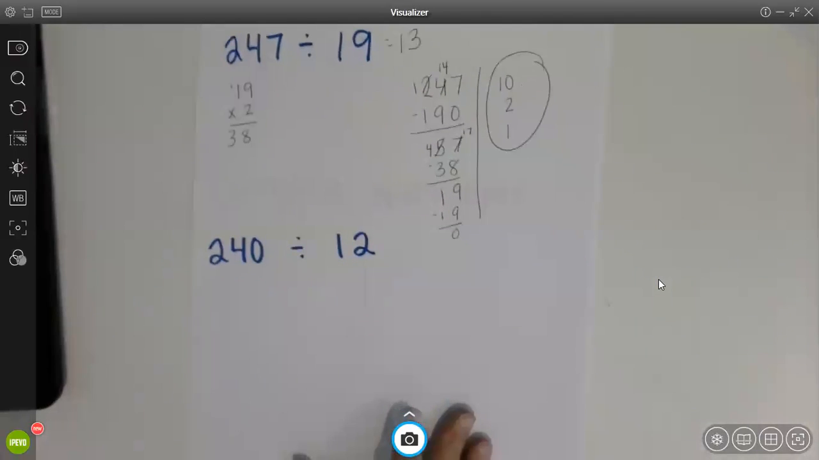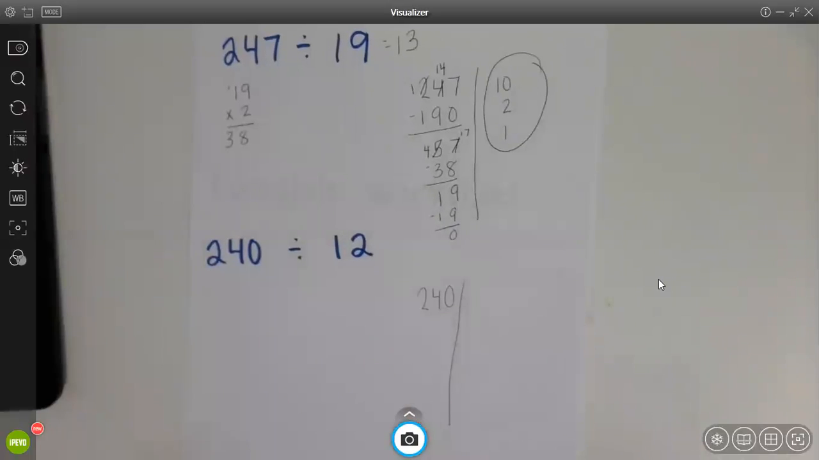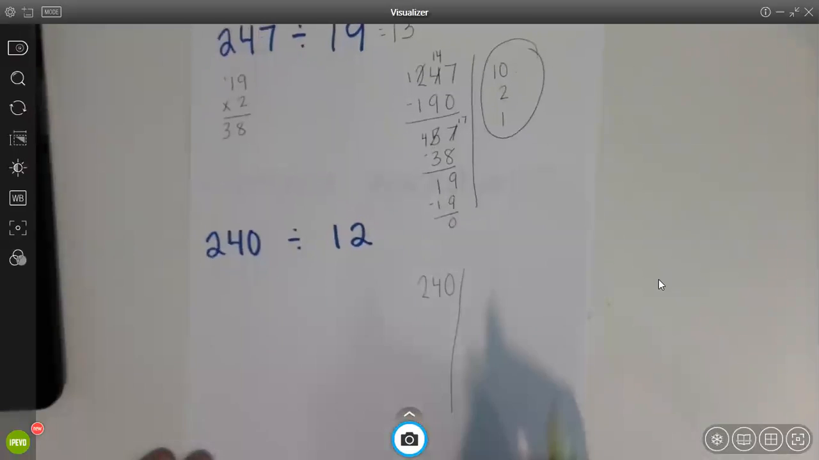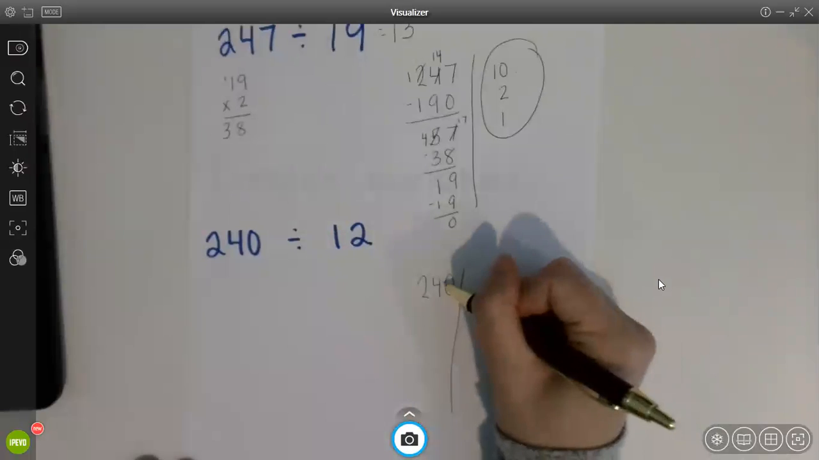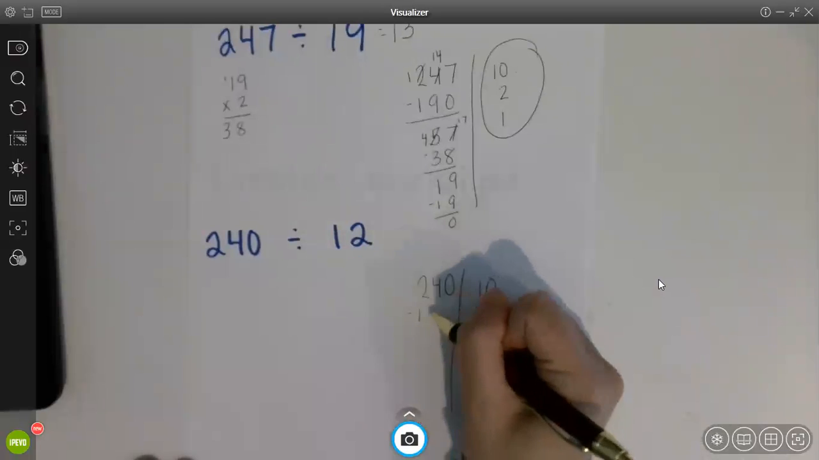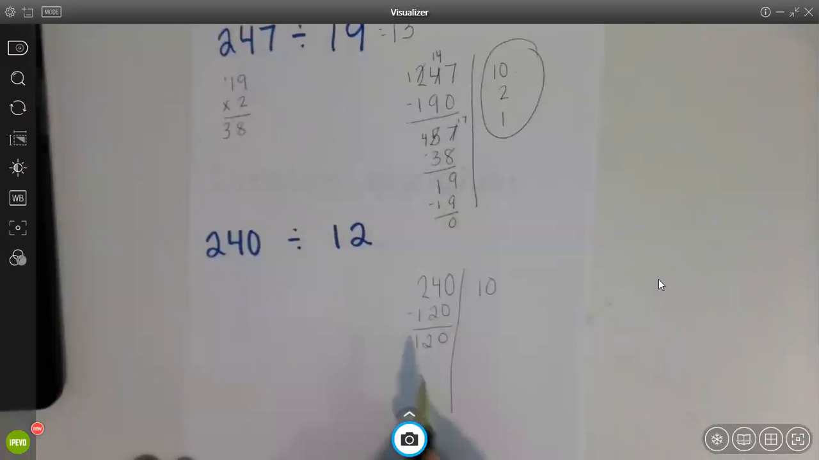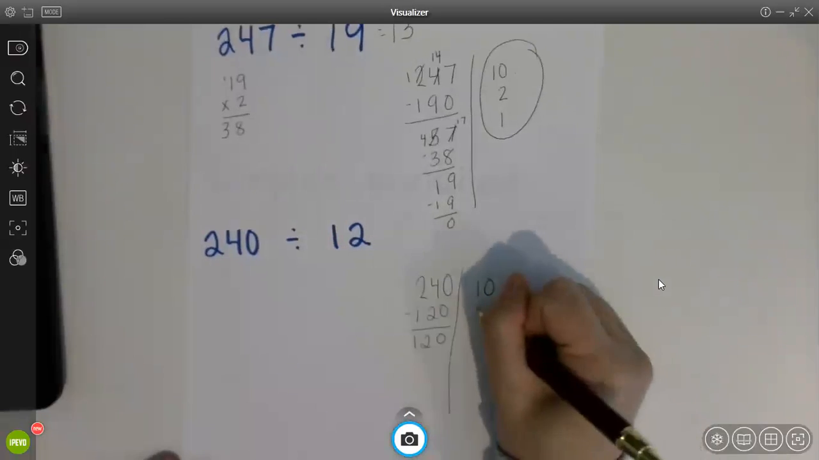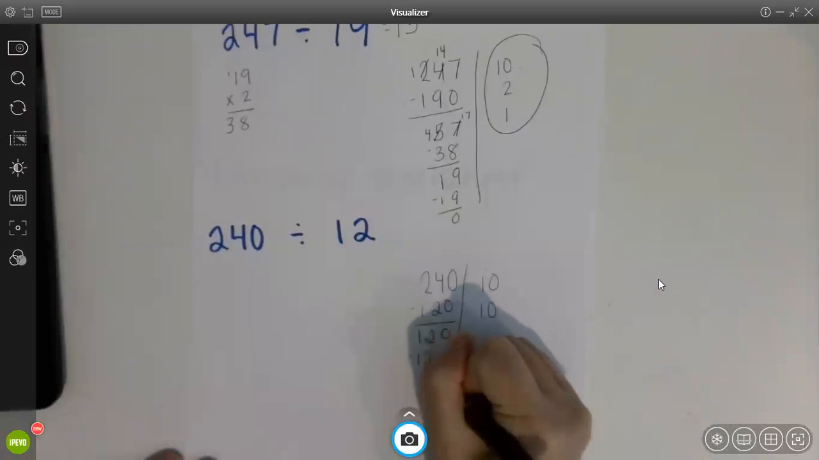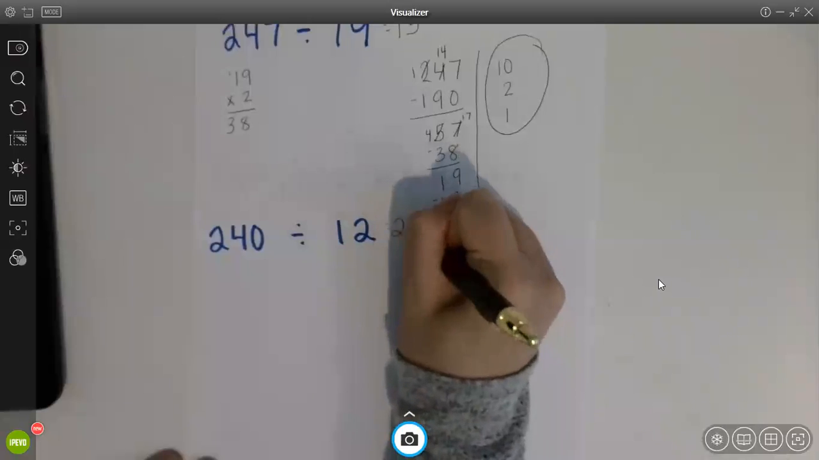Okay, let's try this other one. So I have 240, I'm dividing it by 12. So I always want to start with 10 when possible. In this case, 10 times 12 is 120. So I can start with 10. Remember, you just can't be over 240. So I'll put 10 there. 10 times 12 is 120, so I'll subtract that. Oh, so once I get 120 again, I know how many 12s are in 120 because I just did it. It's exactly 10. So again, I'll subtract 120, and that means my answer is exactly 20.